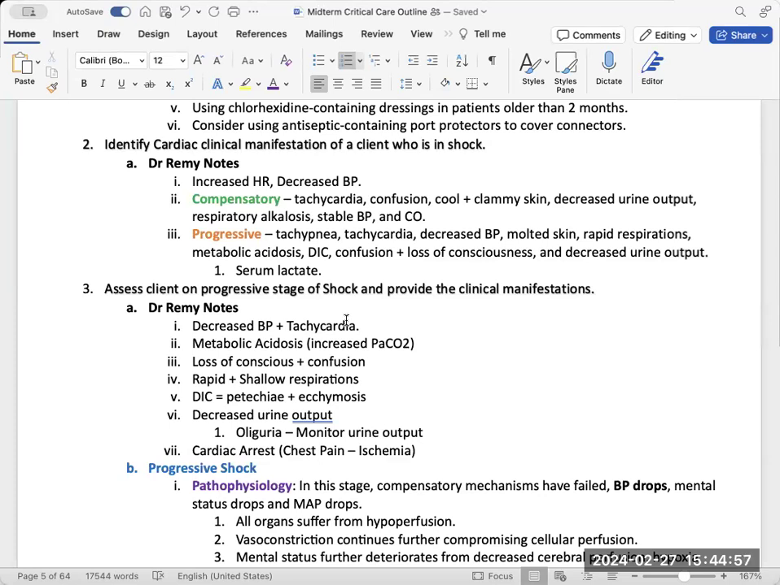So we typically would see also in this patient petechiae and ecchymosis on their skin. Okay, so like I said, it all depends on the question. If the question just said, what are clinical manifestations of a person who's in shock, and it said cardiac manifestations, I would pick increased heart rate and decreased blood pressure. Now, if it said this person is in compensatory, I would pick the symptoms that we talked about for compensatory. And if it said progressive, I would pick the symptoms that we talked about for progressive. Does anybody want to add anything?